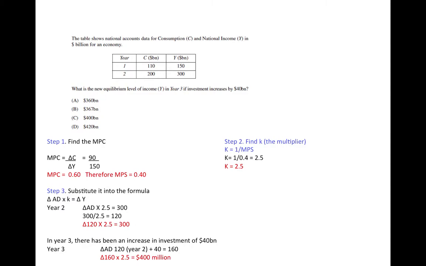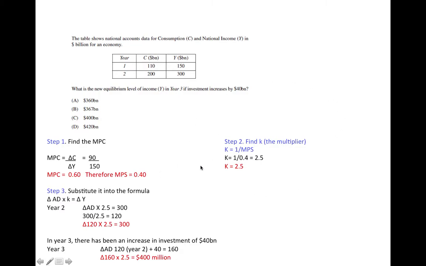All right, so again, we know it's a multiplier question. So step 1 is find the MPC. So it's the change in consumption over the change in national income. So 200 minus 110 is 90, so that's our change in consumption. And Y, national income, 300 minus 150 is 150. So that's our change in national income. So 90 divided by 150 gives us 0.6. So our MPC is 0.6, therefore MPS is 0.4.